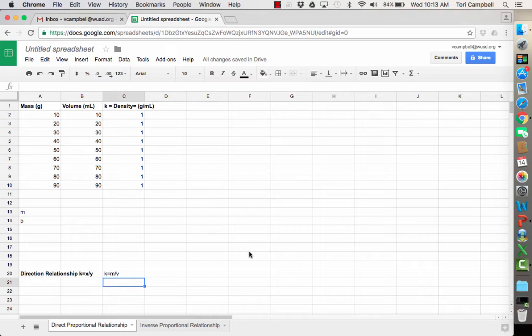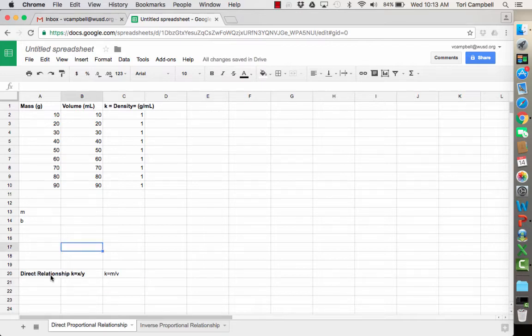Here in my Google Sheet, I have some density data. So this density data is the density of water. The density of water is 1 gram per milliliter, and what that means is that the mass is equivalent to the volume. So if I have 10 grams of water, I have 10 milliliters of water.